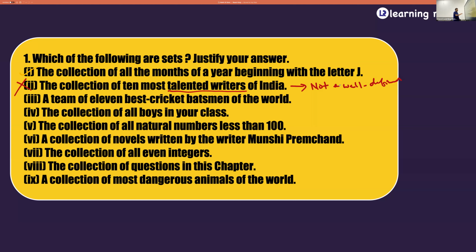A team of 11 best cricketers. Wherever this word best comes, it's a debatable topic, so it is not a set. The collection of all boys in your class. Yes. The collection of all natural numbers less than 100. Yes. We call them perfect sets because you and I write the same answer, but for these two, each one will write a different answer.